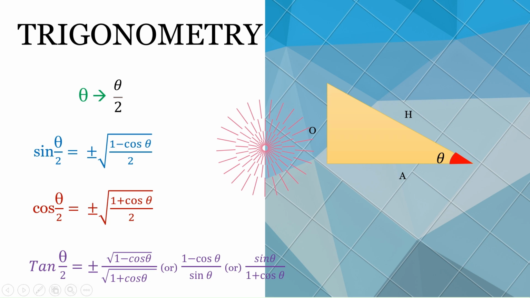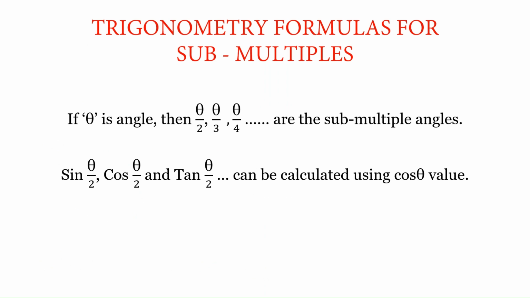In this video, we'll see how to find the formulas for sine theta by 2, cos theta by 2 and tan theta by 2. Theta by 2 is nothing but a submultiple. For any angle, say theta, theta upon 2, theta upon 3, theta upon 4, and all these things that come as a fraction are called submultiples.